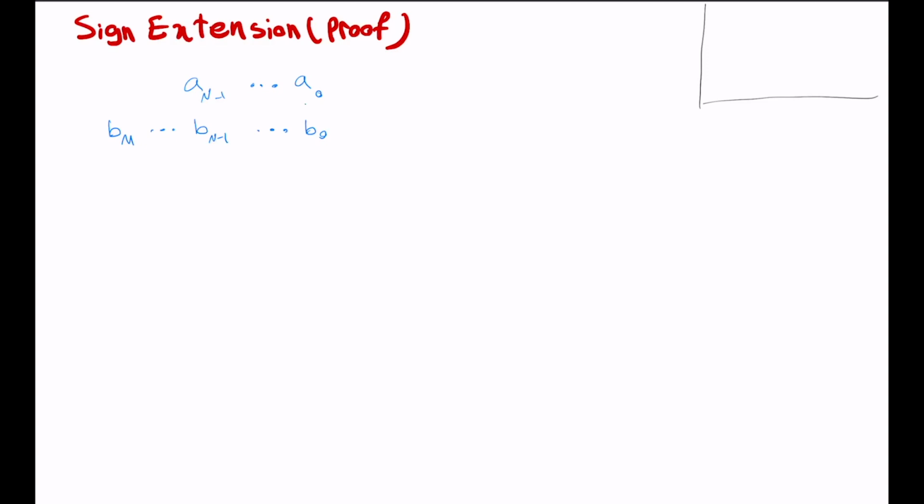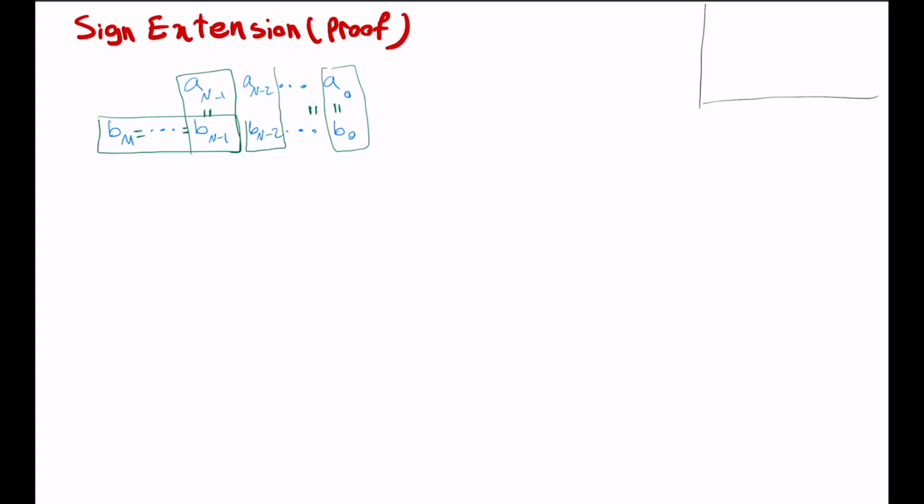What does that mean? It means that A0 equals B0, A1 equals B1, all the way to B(n minus 1). And then B(n minus 1) equals Bn. So all these digits are equal to each other. This is equal to A(n minus 1). And all these other bits are pairwise equal with one another. Okay, so that's the setting that we have. Now we want to prove the equivalency of these two numbers in decimal.